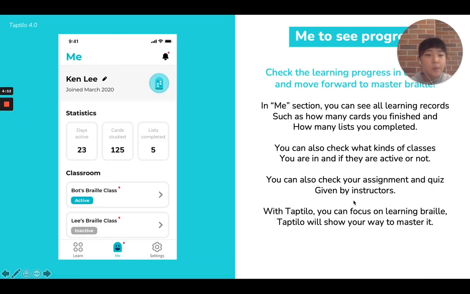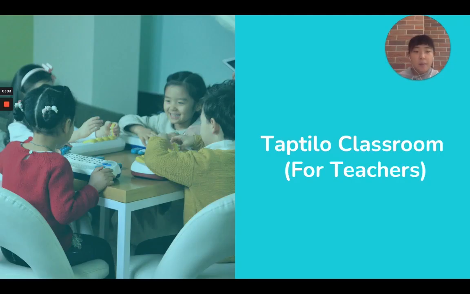There is a Me menu in Taptilo 4.0, which is good for mastering Braille. In the Me section, you can see all the learning records, such as how many cards you finished and how many lists you completed. You can also check what kind of classes you're in or you're invited to by teachers. And you can also check if you have assignments or quizzes given by instructors. With Taptilo, students can just focus on learning Braille, and Taptilo will show the way to master Braille. These are the main key features of the Taptilo 4.0 app.